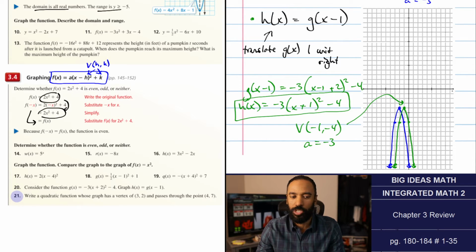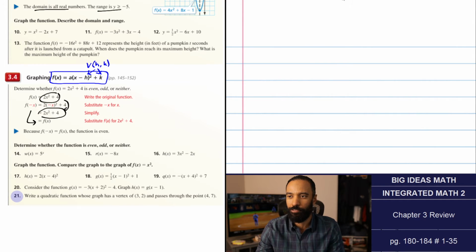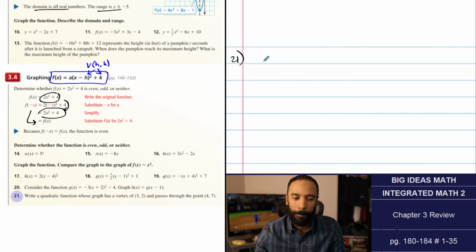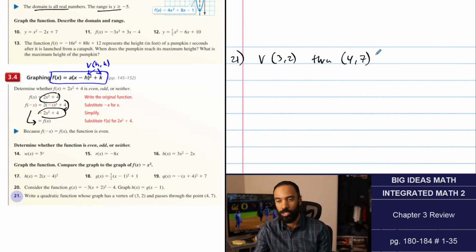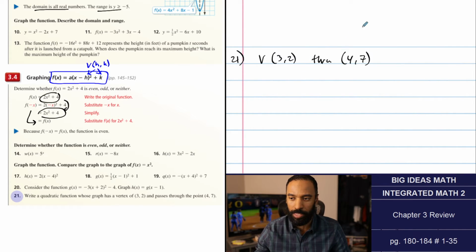Write a quadratic function whose graph has a vertex of 3, 2 and passes through the point 4, 7. And they're probably imagining do it without a graph. But you have the vertex of 3, 2 through 4, 7. What they really want you to do, and I could use the graph to support this, is come up with the stretch factor that'll make this happen.